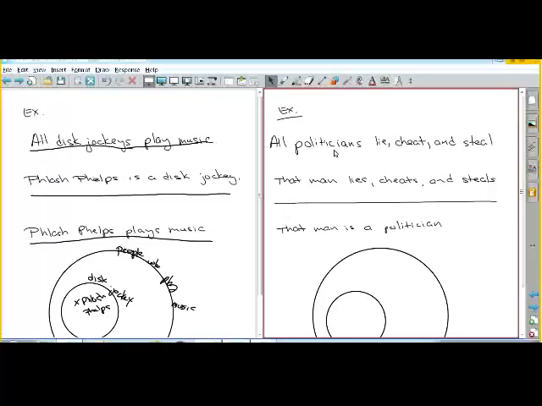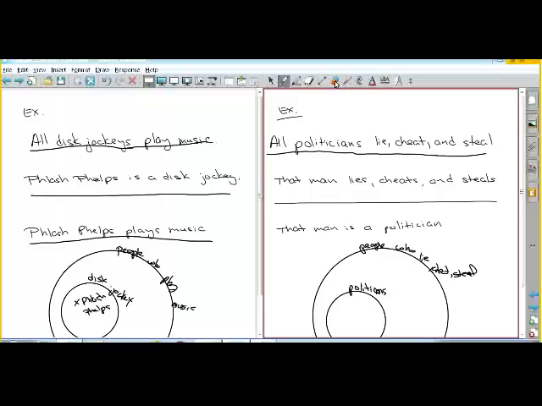So here's another one, very appropriate for what we were talking about. It says all, so we can probably use this technique. All politicians lie, cheat, and steal. So I can put politicians here. Some just lie more than others. So that's politicians, and here are people who lie, cheat, and steal.